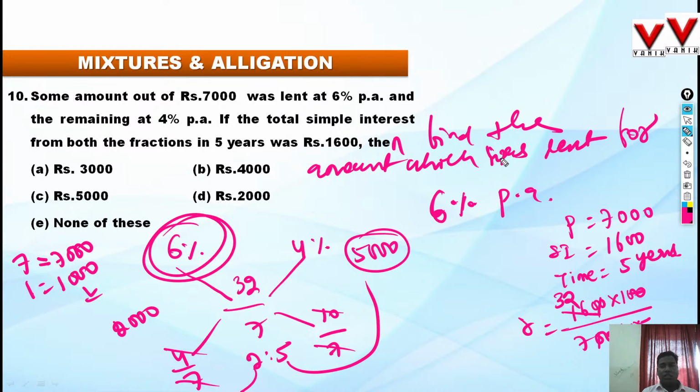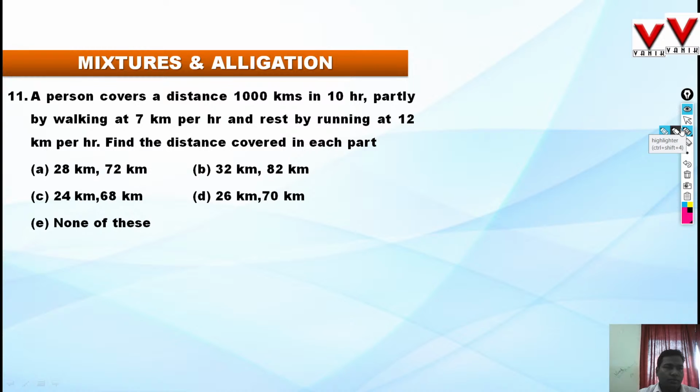Next number, question number 11. A person covers a distance of 1000 kilometers in 10 hours, partly by walking at 7 km per hour and the rest by running at 12 km per hour. Find the distance covered by each part.